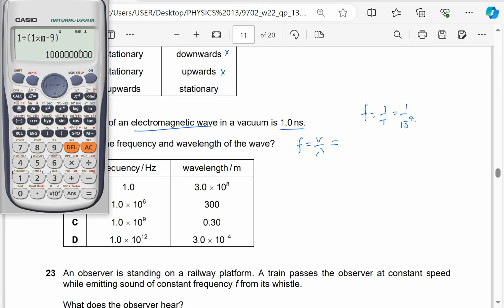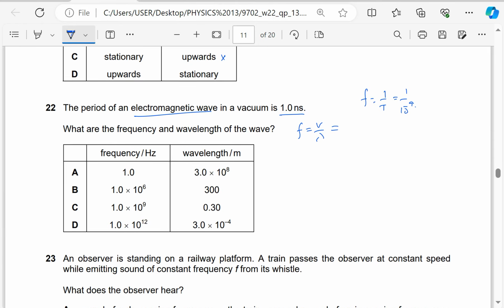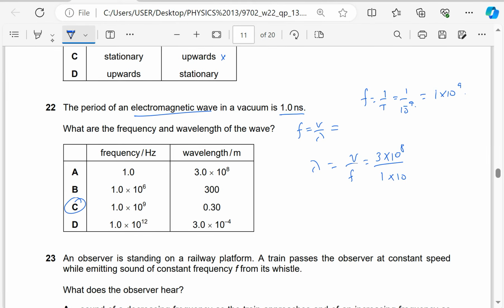So this is 1 times 10 to the power of 9. I don't need even to check the rest. The frequency is 1.0 times 10 to the power of 9. So the wavelength is simply going to be V divided by F, which is 3 times 10 to the power of 8 for speed of light, divided by 1 times 10 to the power of 9. So it is just 3 divided by 10, which is 0.3.